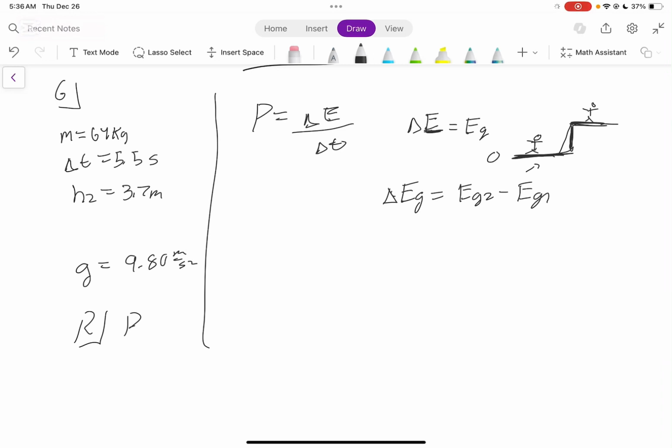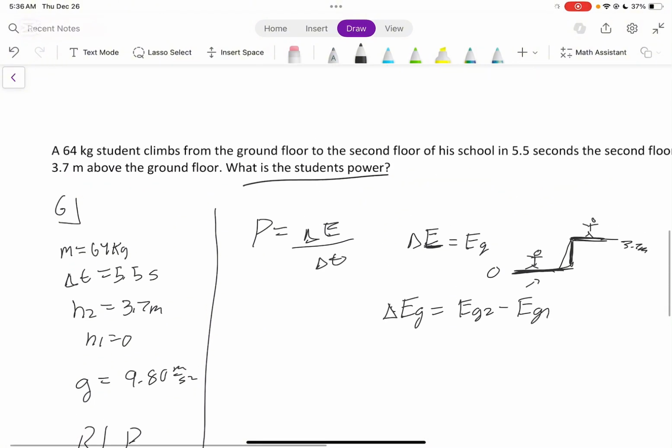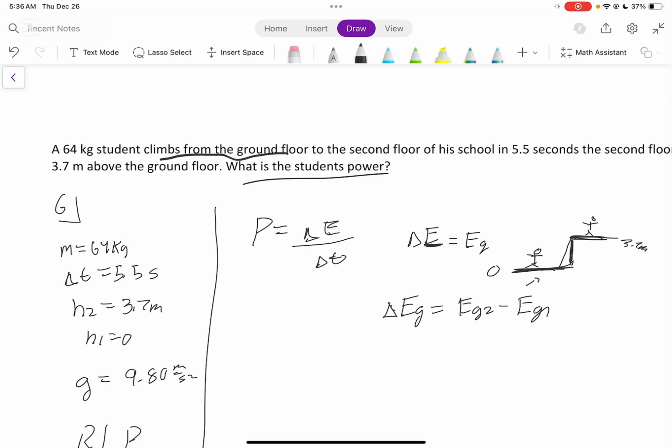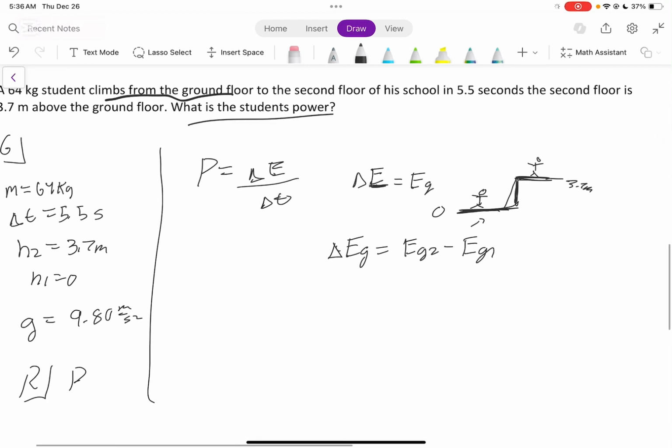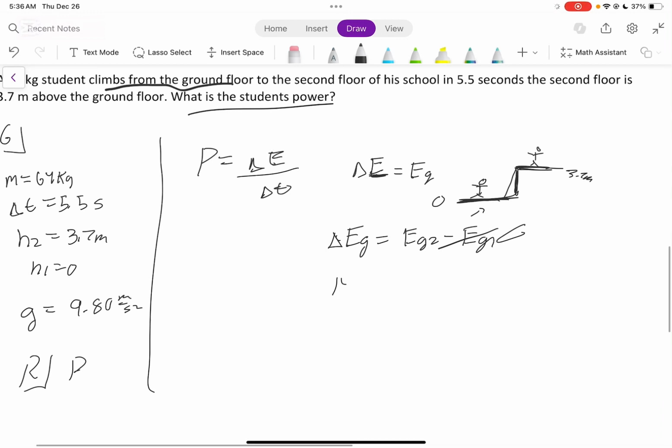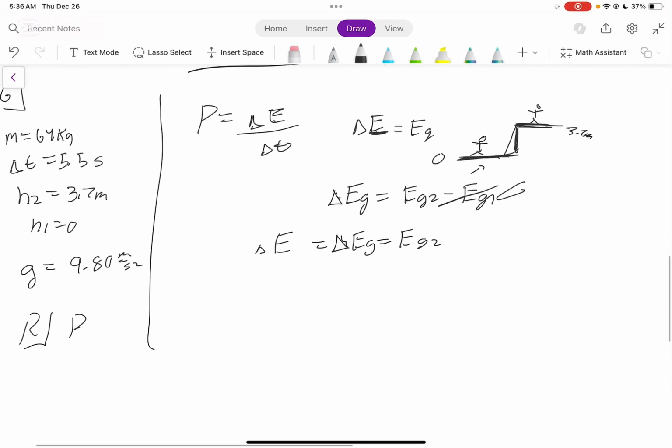His new height is 3.7 meters. So H1 is just equal to 0 because it says he climbs from the ground floor to the second floor. So he's starting at the ground. Now that we know this, our Eg1 will drop out because our height 1 is 0. And now we know delta Eg is equal to Eg2. And this is all equal to delta E, which is his total energy.